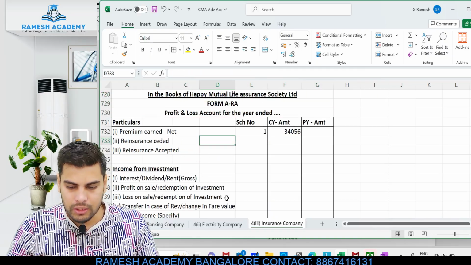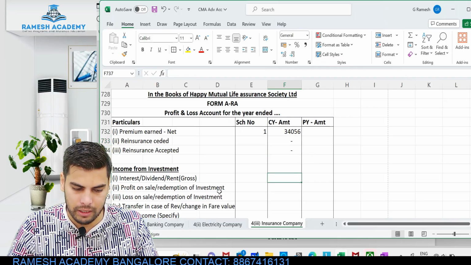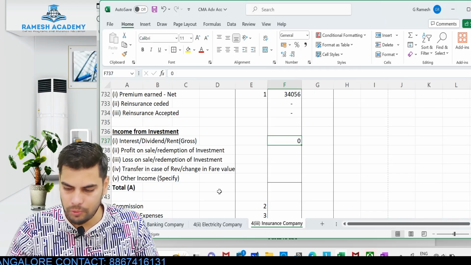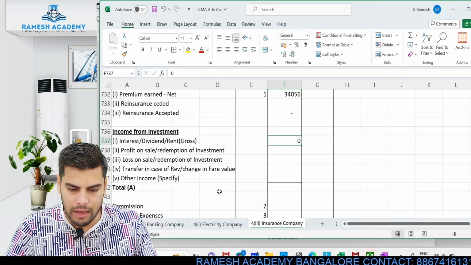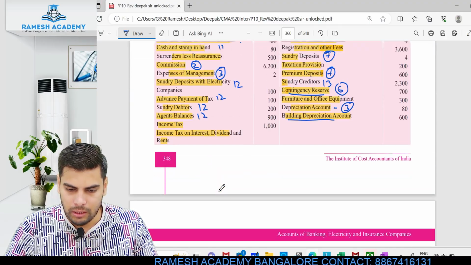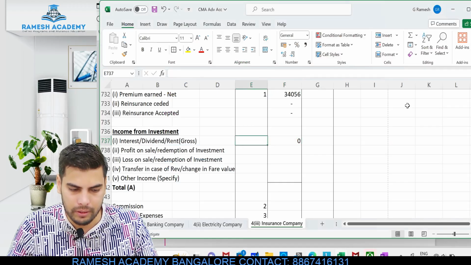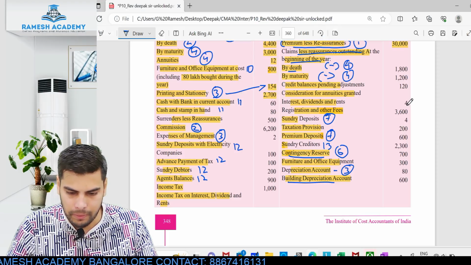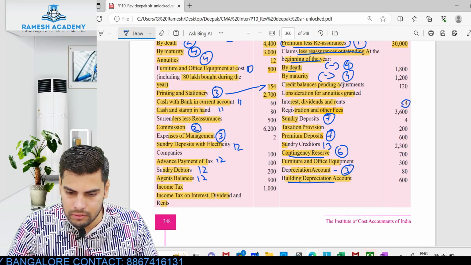Is there any reinsurance which is accepted or ceded? We don't have anything as such. There's no reinsurance accepted, nor any reinsurance ceded. Have we received any income from investment? No. Do we have any other sources of income? Nothing, right? Just check once. For income, you'll have to look into the credit side. Yeah, here we have interest, dividend and rent received, 4, right? So let us just write this: interest, dividend and rent received, we have got 4. This is done. Anything else?